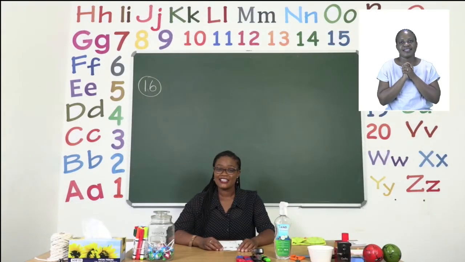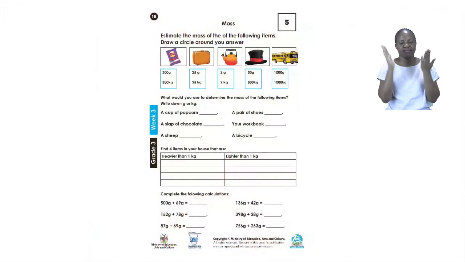Our last exercise for today is going to be found on page 16. On page 16, we are dealing with mass. Now, mass means heavy or light. We are weighing things. So, instead of us weighing the things that are in the pictures, we are going to guess.